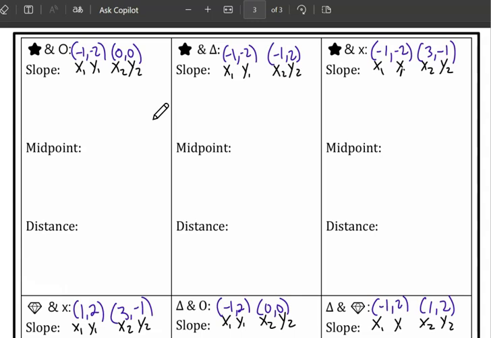Now practice finding the slopes. Let's do the first one. We have m equals y2 minus y1 over x2 minus x1. Plug them in and evaluate. 0 minus -2 over 0 minus -1. That's 2 over 1. That equals 2. Pause the video and try finding the slopes for the other examples on this page.